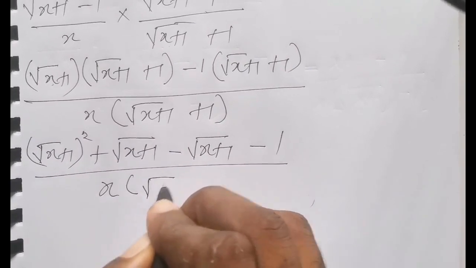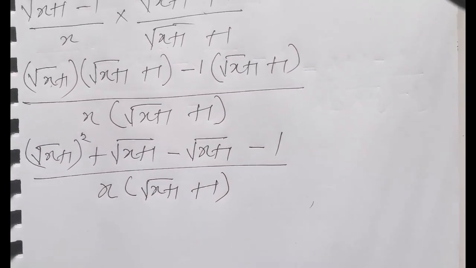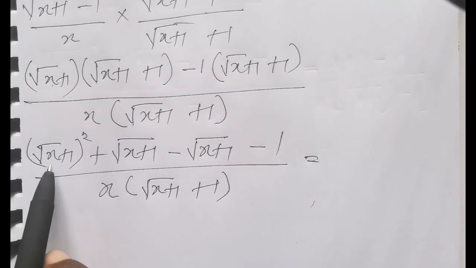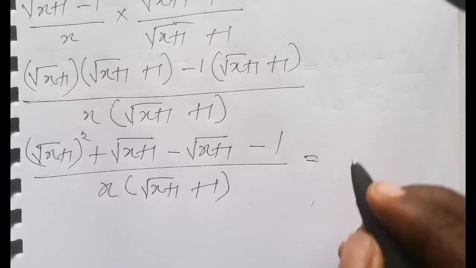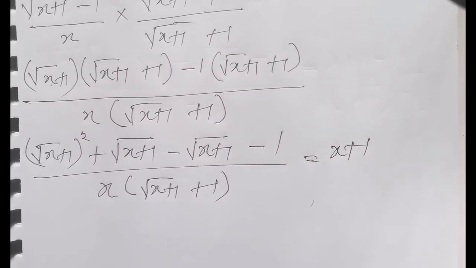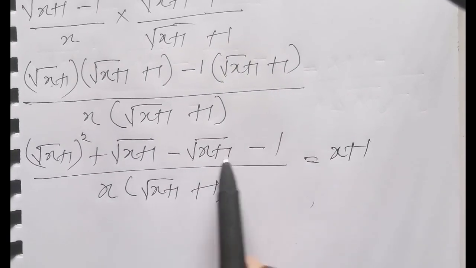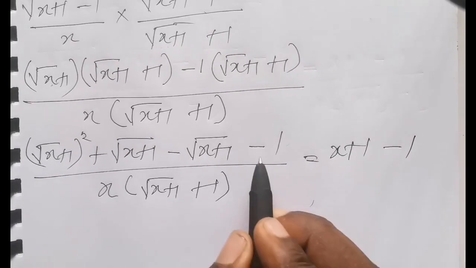x multiplies root x plus 1 plus 1, and you have this. Now, this is going to be equal to, observe, root x plus 1 all squared. The square cancels the square root, so I'm left with x plus 1. Similarly, this is root x plus 1 minus root x plus 1, so these two cancel out. So I am left with negative 1, which is this.